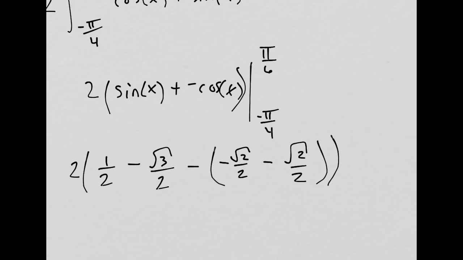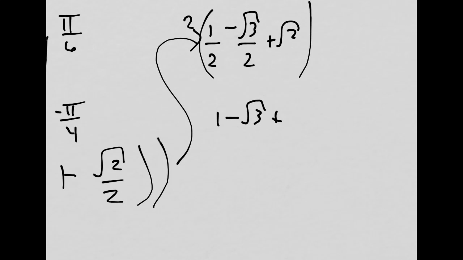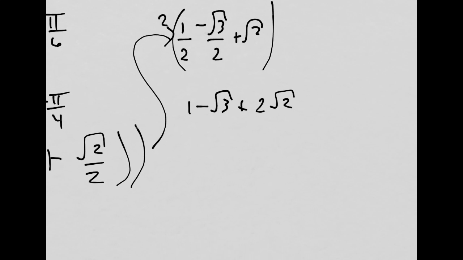I got it. So then this is a bunch of stuff. Plus, plus, plus. So we just have pretty much root 2 at the end, because the 2's will cancel. And then 1 minus root 3, both of those over 2, multiplied by 2. So then I just get 1 minus root 3 plus 2 root 2. Is that right?